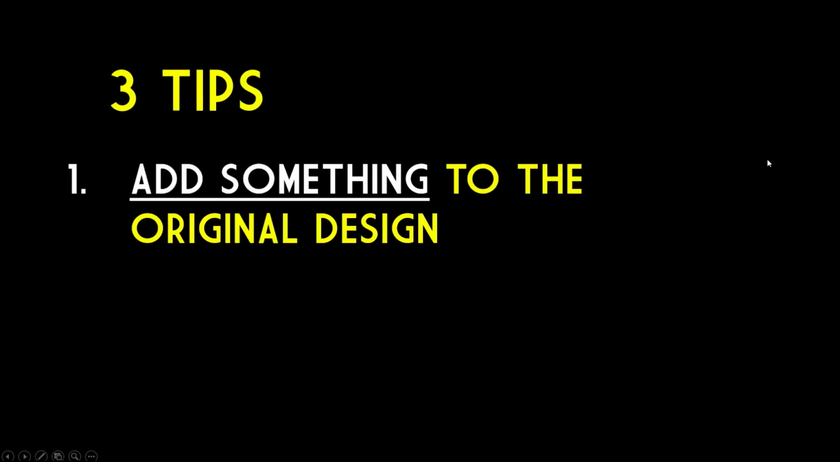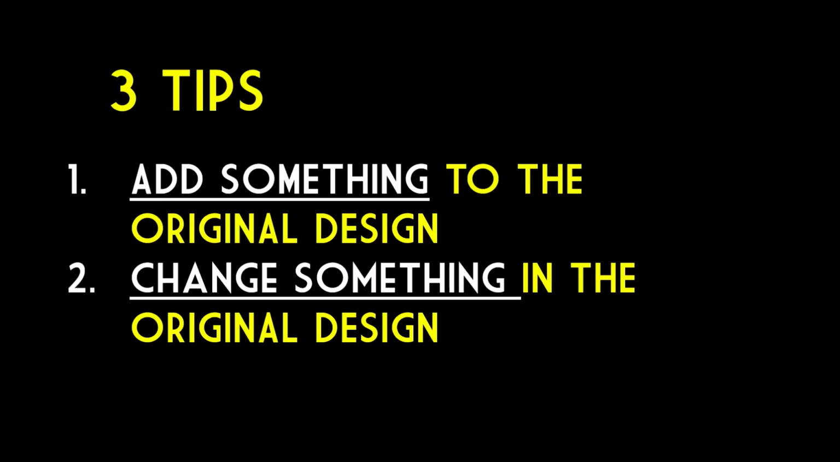Here's the first tip. If you're going to get that spiral design, or if you're going to purchase a design for commercial use, I would recommend that you add something to the original design. Now, I have an example of this at the end. So if you're still wondering what does he mean by that, I'll show you in just a second. But that's tip number 1, is add something to the original design. Number 2 is change something in the original design.